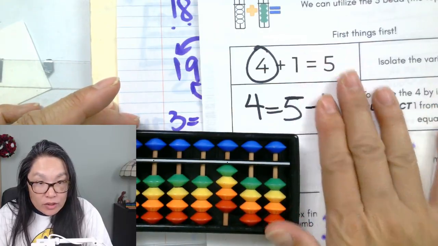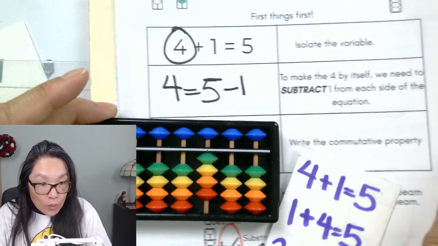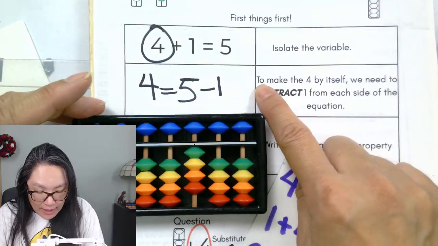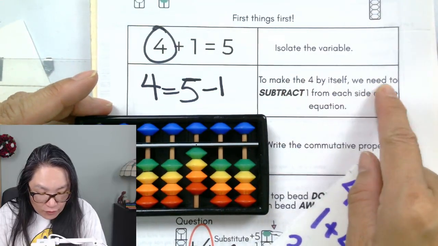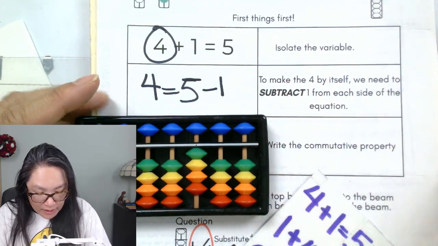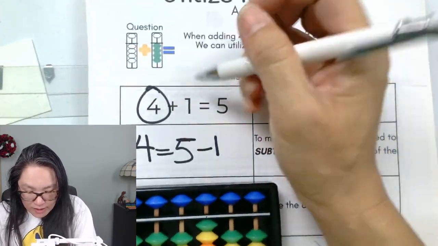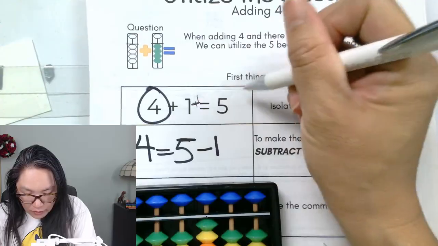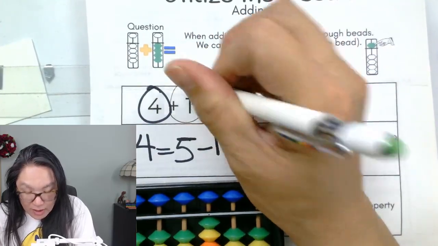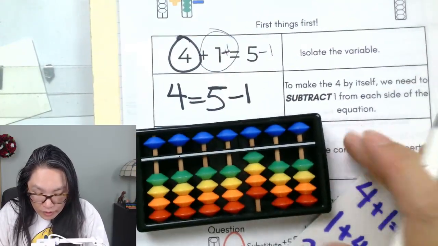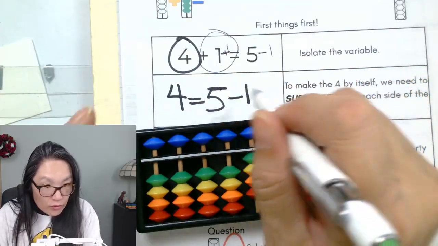So what we need to do is we need to minus the 1. When we minus the 1, the idea is to make the 4 by itself, we need to subtract 1 from each side. So when we do this, we're actually subtracting 1 over here and 1 over here. So this becomes 0.